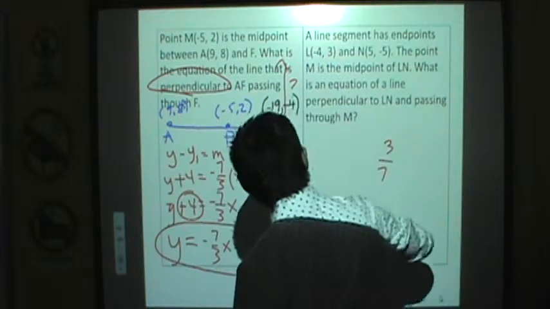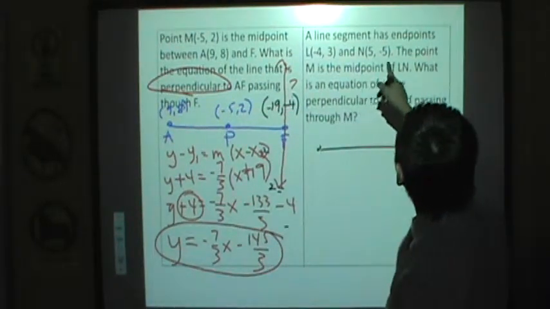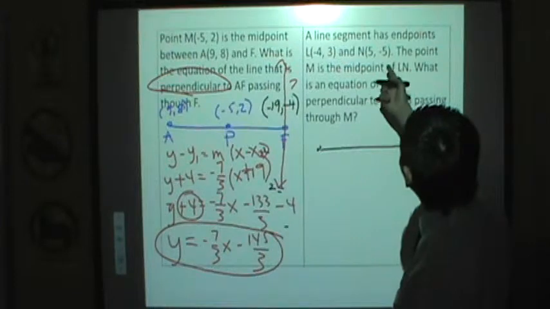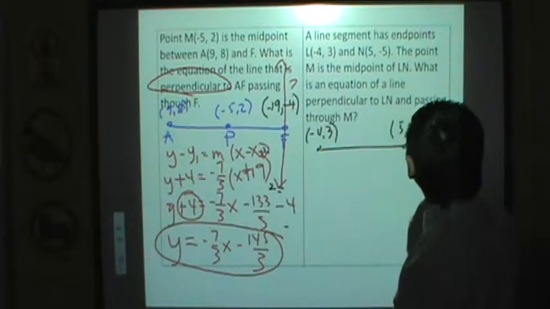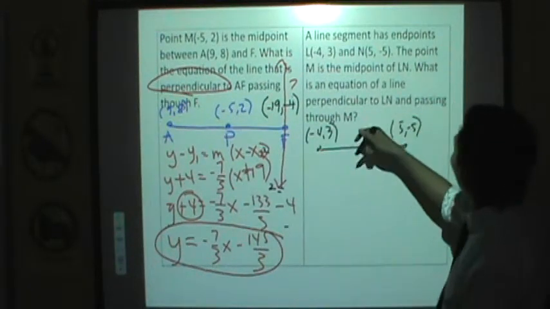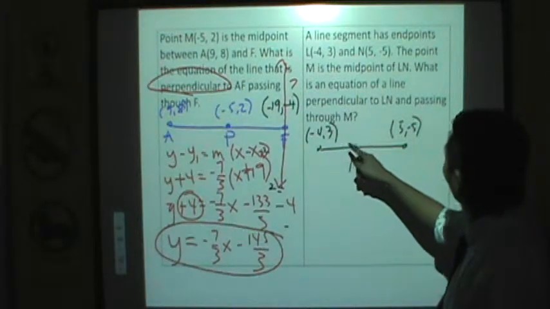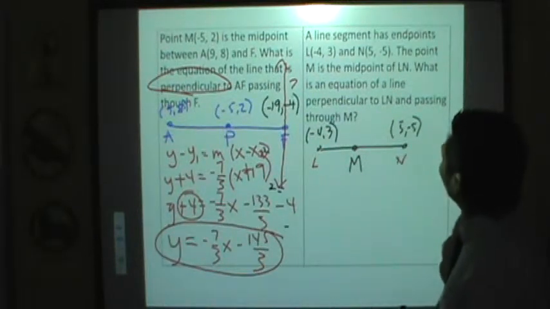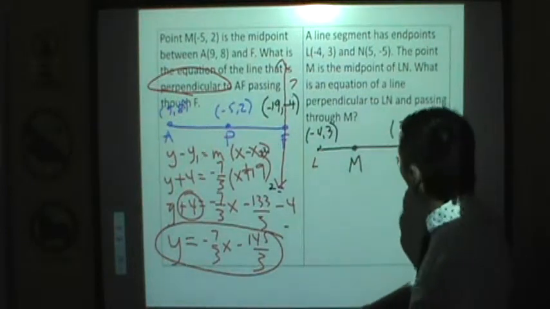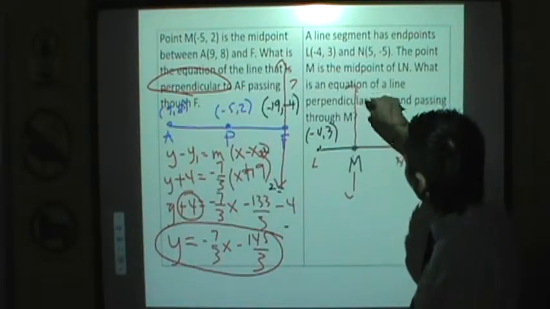Okay. Try this one. Let's try the last one. Here we go. Points L and N are the endpoints. So here, negative 4 and 3, and then the other one is 5, negative 5. The point M is the midpoint. Okay, that's cool. But what's the equation of a line that is perpendicular to LN? This is LN. But what's the equation of the line if the vertical line is passing through this? So what is the equation of that line?